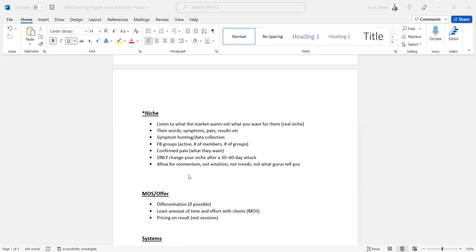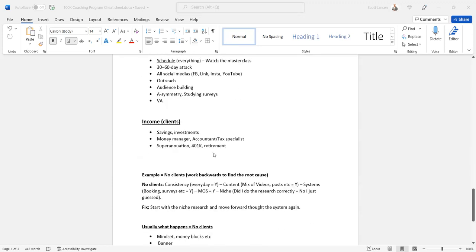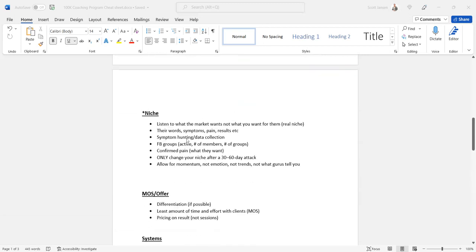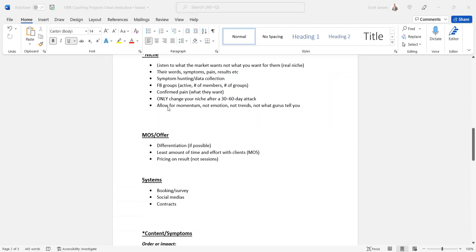You'll see this. So the niche, the asterisk is there because a lot of people screw this up. And a lot of the times the end result, which is here, income, if you track it all the way back, it usually starts from here. Once that's done properly, with your MOS and your offer, you have to make sure there's some sort of differentiation if possible. Not everything can be differentiated at the start, but just give it a go at the start and reverse engineer. Least amount of time and effort with clients, MOS.